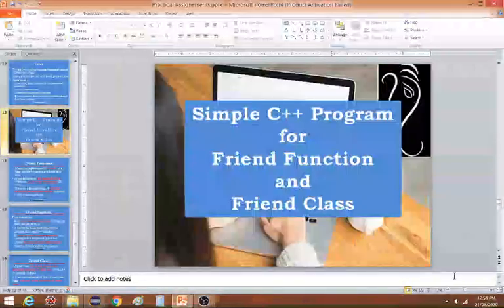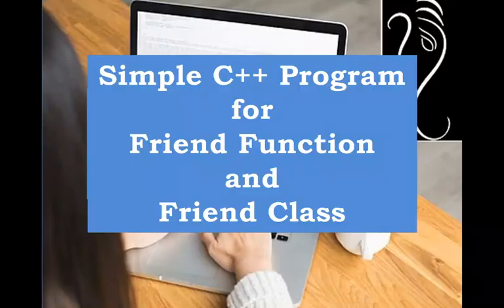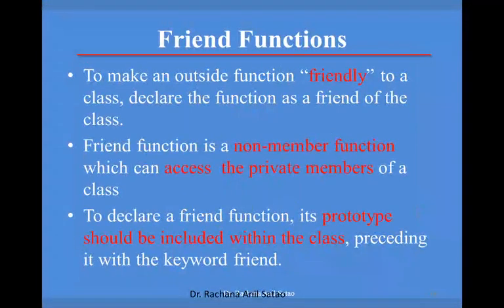So today we will see a simple C++ program for friend function and friend class. Before going to the program, let us understand the concept of friend first, friend functions. To make an outside function friendly to a class, declare the function as a friend of that class.